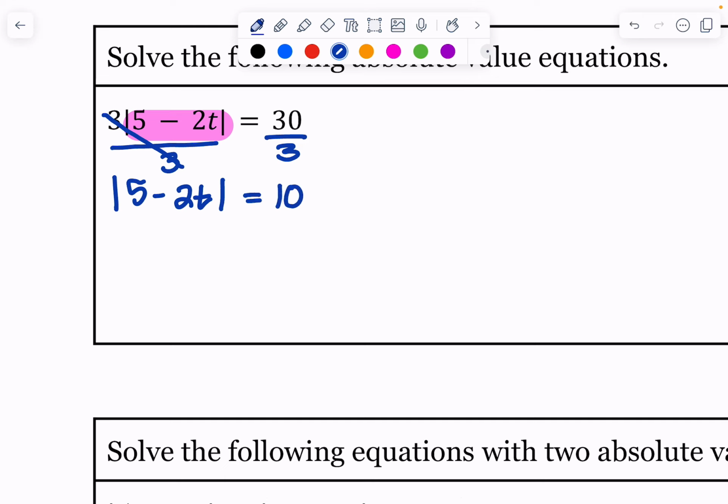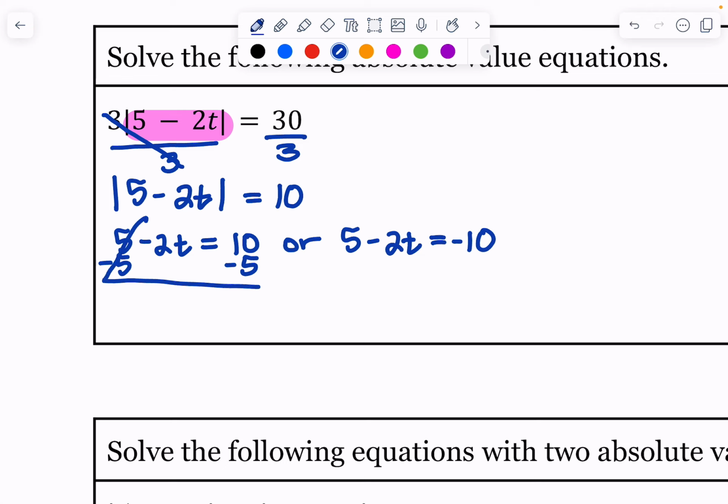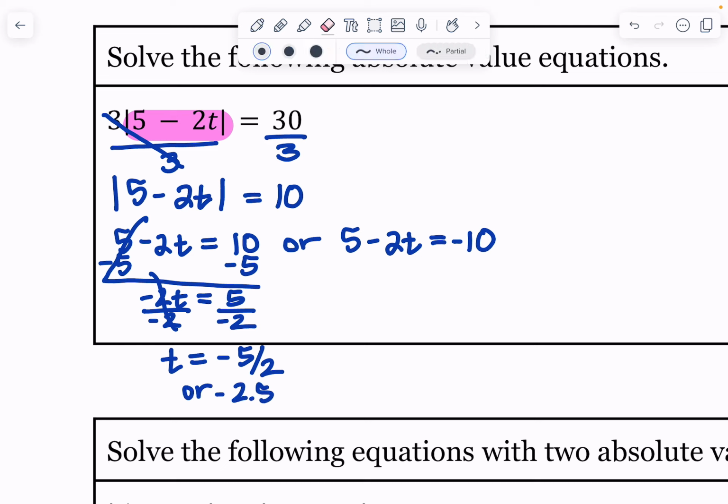And from here, we can split this into two problems. So we have 5 minus 2t is equal to 10, or 5 minus 2t is equal to negative 10. I'm going to try to write small, but when we solve this, we're going to subtract 5. And we are left with negative 2t is equal to 5. If I divide by negative 2, I get my first t is equal to negative 5 halves. If you really want to do decimals, negative 2.5 is fine. I don't think that the computer will care.